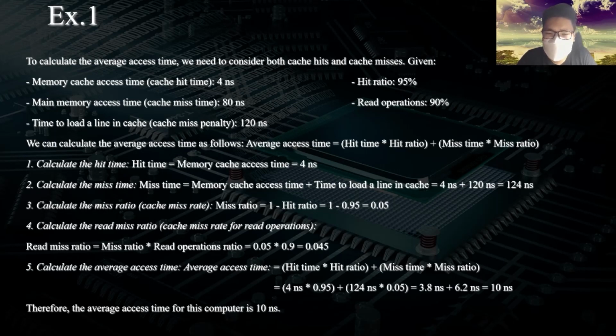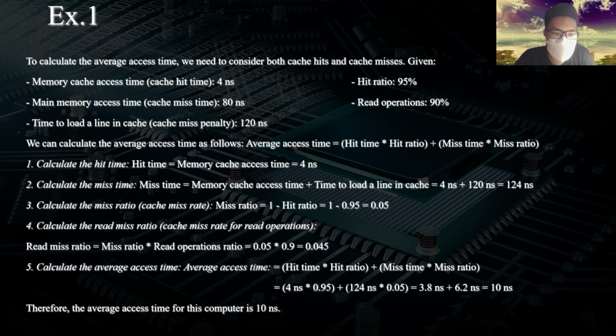Average access time equals hit time multiplied by hit ratio plus miss time multiplied by miss ratio. Calculate the hit time. Hit time equals memory cache access time, which equals 4 ns. Calculate the miss time. Miss time equals memory cache access time plus time to load a line in cache, equal to 4 ns plus 120 ns, equal to 124 ns.